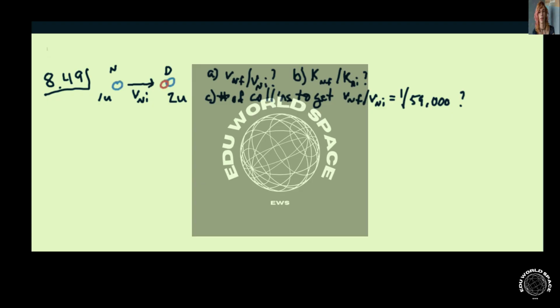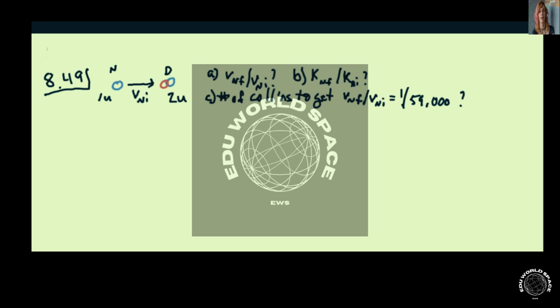But in this case, we have a heavy water moderator, and heavy water is water, H2O, except the hydrogen atom in that has an extra neutron in its nucleus, which makes it heavier. And a hydrogen atom with an extra neutron in the nucleus is called deuterium.